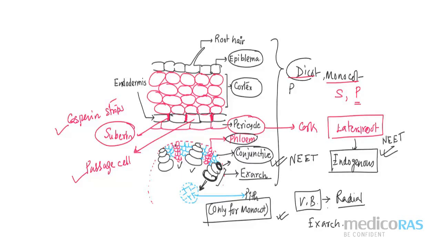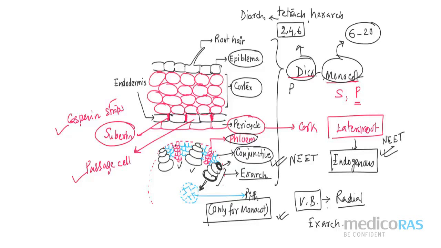There is a simple difference between the dicot root and monocot root with respect to the vascular bundle. In case of dicot root, 2, 4 or 6 vascular bundles may be present. That means they may develop diarch condition, tetrarch condition or hexarch condition. Whereas in case of monocot, more than 6, up to 20, vascular bundles may be present. So their condition is known as polyarch. So depending on number of vascular bundles, dicots have diarch, tetrarch and hexarch condition, whereas in case of monocot it is the polyarch condition. Now let's see how we can write all these points in a stepwise manner.